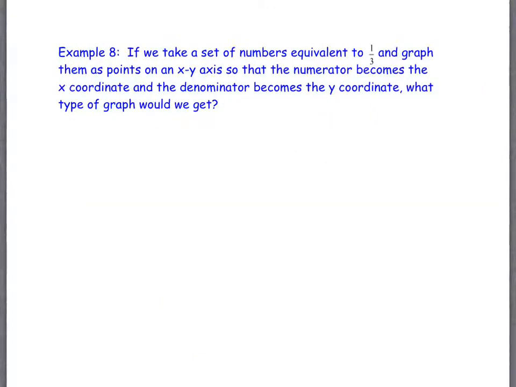Okay. We have one more in this section, example 8. I think that's right, yeah. All right, this says, if we take a set of numbers equivalent to 1/3 and graph them as points on the xy axis, so that the numerator becomes the x coordinate and the denominator becomes the y coordinate, what type of a graph would we get? So there's a lot going on in the question. Let's piecemeal through it. The first part says we want a set of numbers equivalent to 1/3.